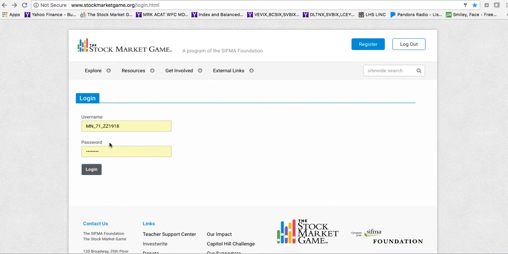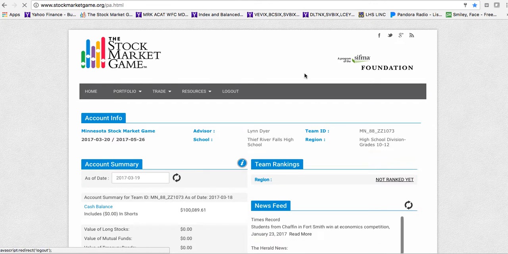So let's try that again. Okay, capital MN with an underscore, 88, with an underscore, then mine is ZZ1073, so I know that's correct. My password is three letters in caps, two numbers, followed by three more numbers, and we'll do a login. This will be the information you'll get if you put in the correct information.